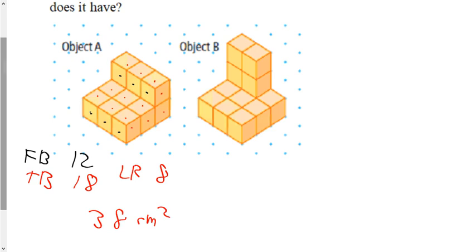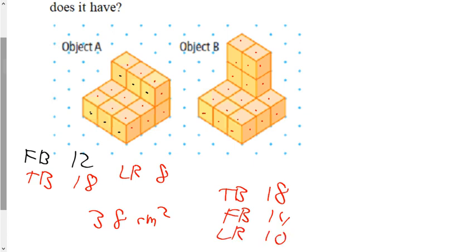This one. Let's do the top and bottom. 1, 2, 3, 4, 5, 6, 7, 8, 9. The bottom is also 9. So top and bottom is 18. 1, 2, 3, 4, 5, 6, 7. The other side has 7, so front and back is 14. 1, 2, 3, 4, 5. There's 5 on the other side, so left and right is 10. Add those together, you get 42. Which one is larger? Object B has more surface area.